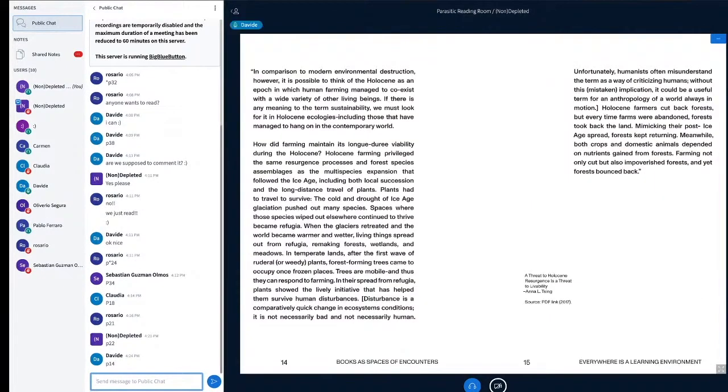In comparison to modern environmental destruction, however, it is possible to think of the Holocene as an epoch in which human farming managed to coexist with a wide variety of other living beings. If there is any meaning to the term sustainability, we must look for it in the Holocene ecologies, including those that have managed to hang on in the contemporary world. How did farming maintain its long-durable viability during the Holocene?